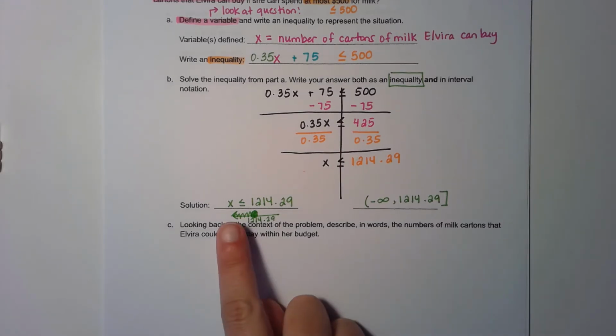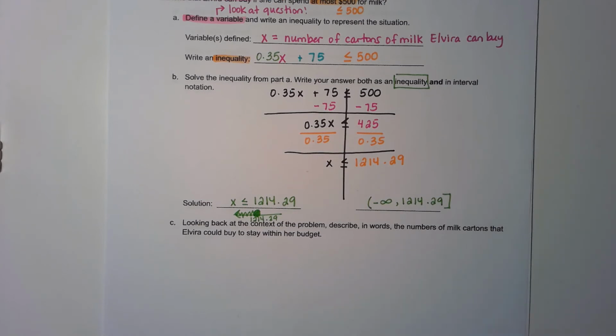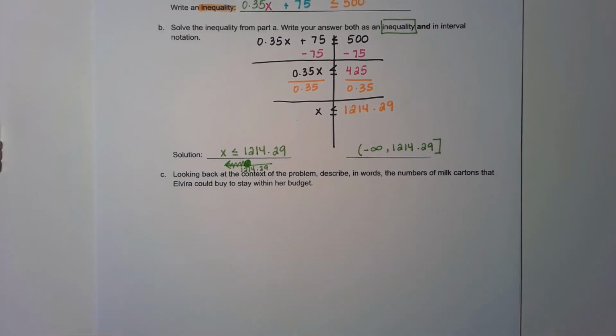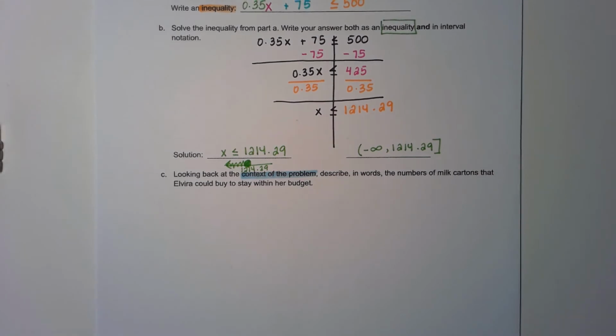Now our answer says that x has to be less than or equal to 1214.29. That includes any number that's less than that, including negative numbers. It also means we're including all decimals. Now, in this case, since x stands for the number of cartons of milk that she can buy, it doesn't make sense to say that she could buy a negative number of cartons of milk, and it doesn't make sense to say she could buy a decimal number like 1214.29. So, in order to interpret this in the context of the problem, I need to consider what numbers actually make sense in this real world scenario.